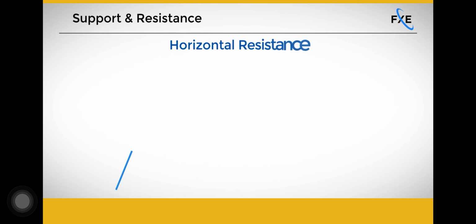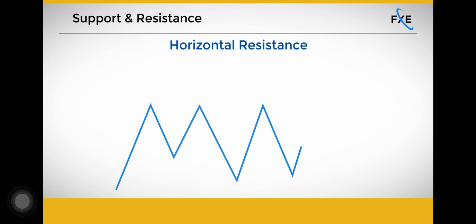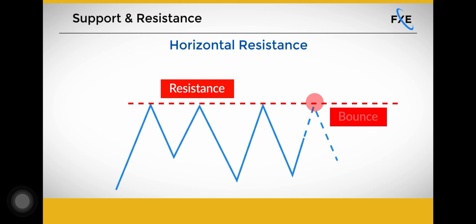Let's now look at horizontal resistance. As the name suggests, resistance is the opposite of support, and can be found above price. The example on the screen shows a horizontal red line labeled resistance, and you can see how price has pushed up a number of times, failing to make a new high and bouncing down off that level. This type of resistance zone is considered static resistance, as it does not change or move when price does. Once price pushes up and touches the same zone a number of times and fails to break through, it provides some confirmation that the level is strong, and may provide further resistance into the future.